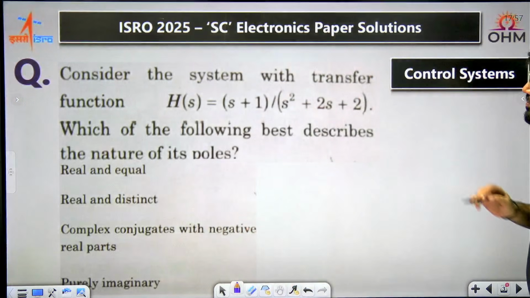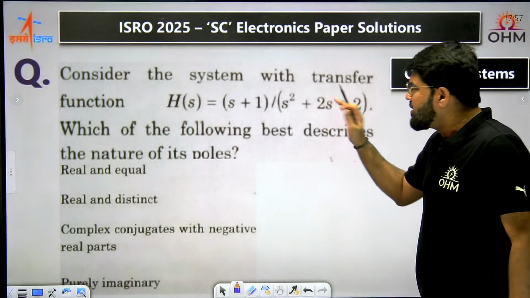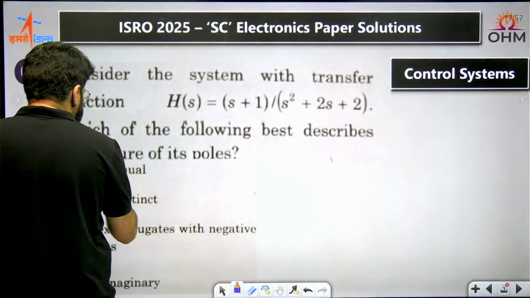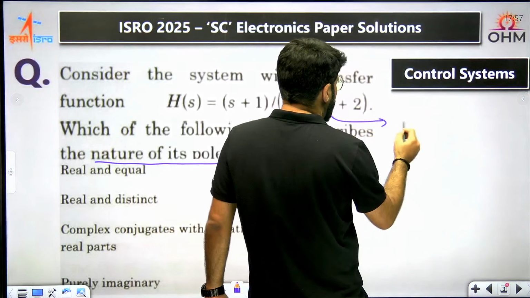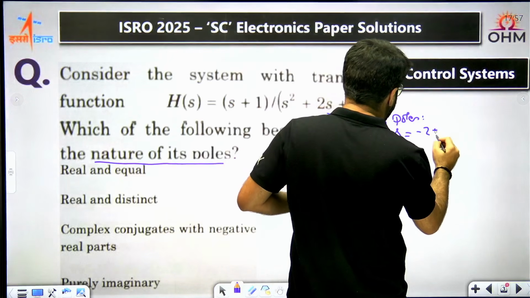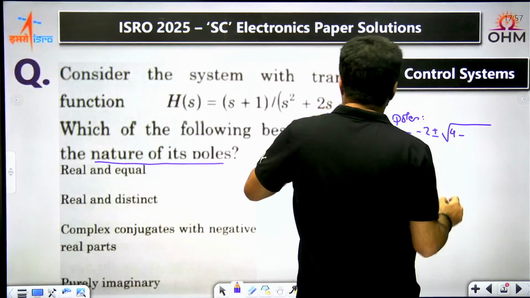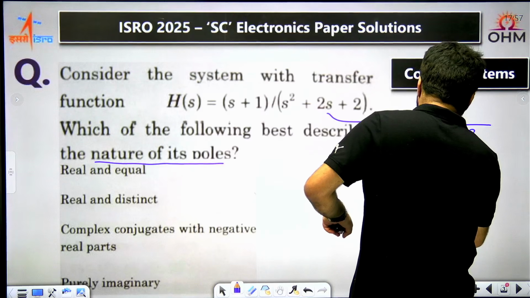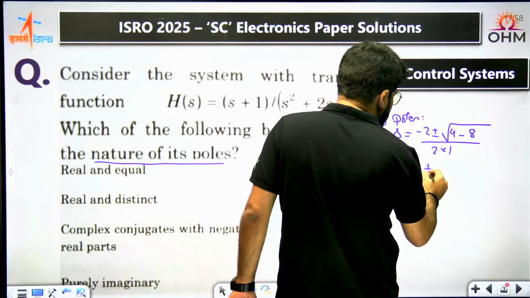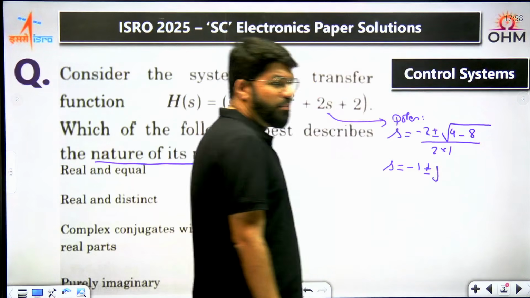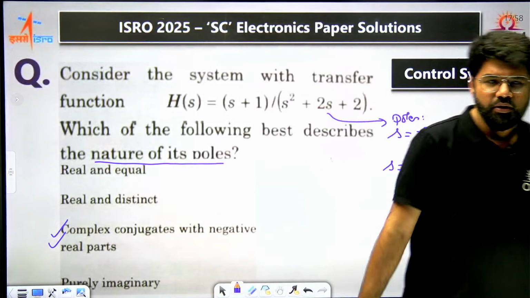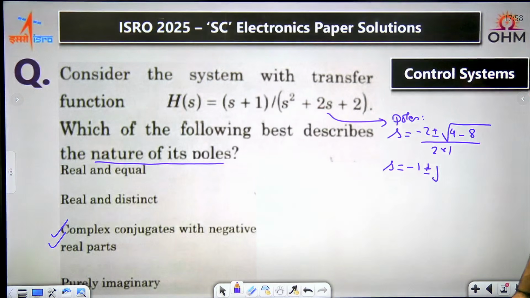Starting with control systems here, the subject is mentioned alongside. Now consider the system with the transfer function H(s) = (s plus 1) upon (s square plus 2s plus 2). Which of the following best describes the nature of the poles? If you calculate the poles, denominator equal to 0, what are you going to get? Minus b plus minus root over of b square minus 4ac, 4ac will become 8, divided by 2a. On simplifying, you will get minus 2 by 2, minus 1, plus minus under root of minus 4, which is j2, 2 again cancels. Minus 1 plus minus j, complex conjugate with negative real part. Option number C it is. Simple. Next one.